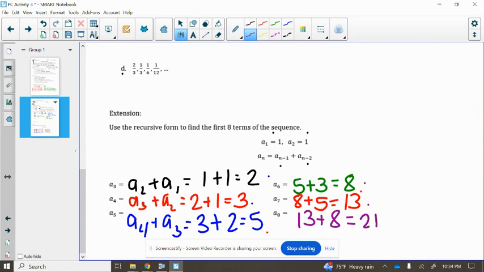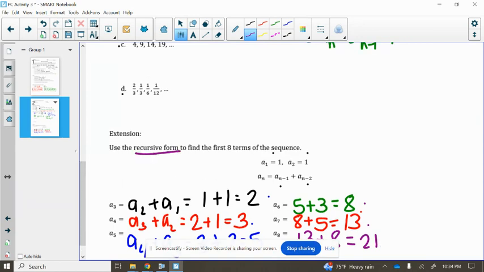And again, this is something that we couldn't do explicitly. Recursive formula works out best.